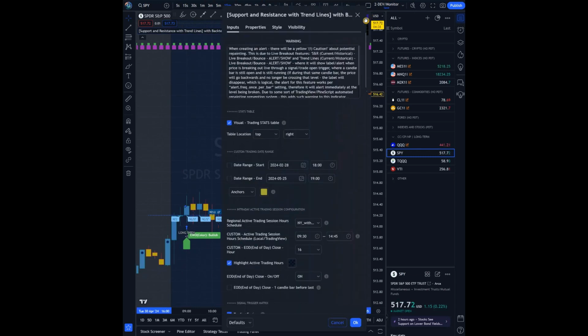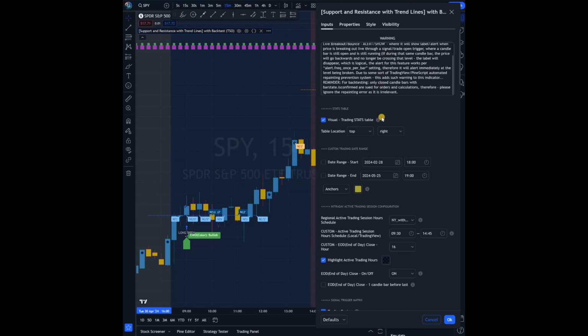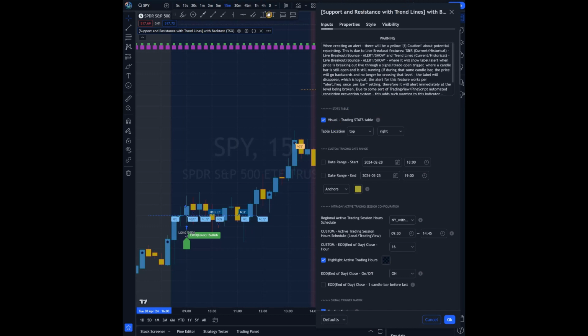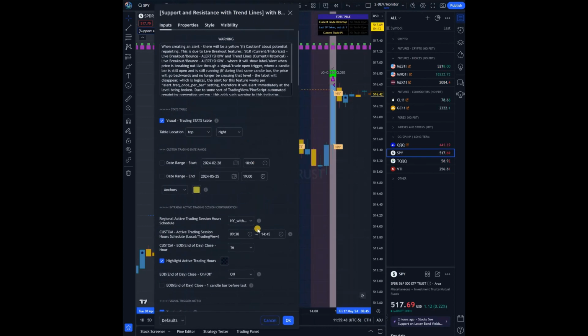Otherwise, let's just go ahead and go one by one through all inputs of the indicator. Here's that warning again, explaining what it is. So first, the stats table. It's right here. It shows.